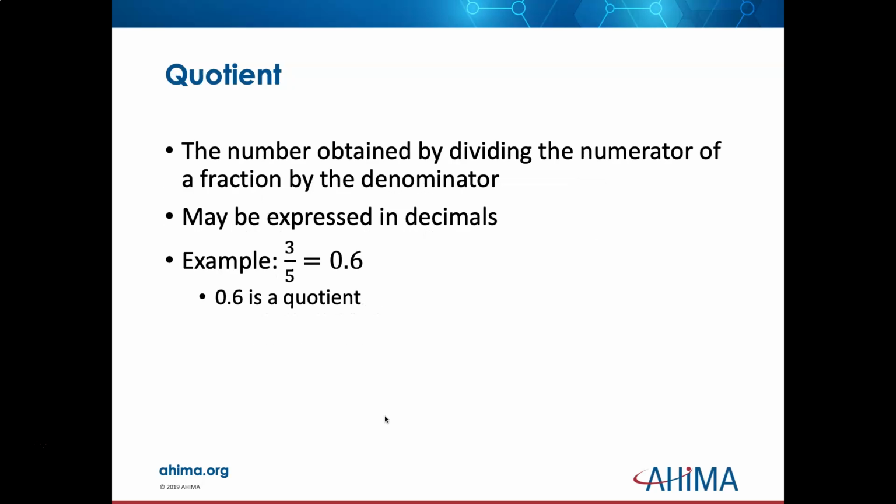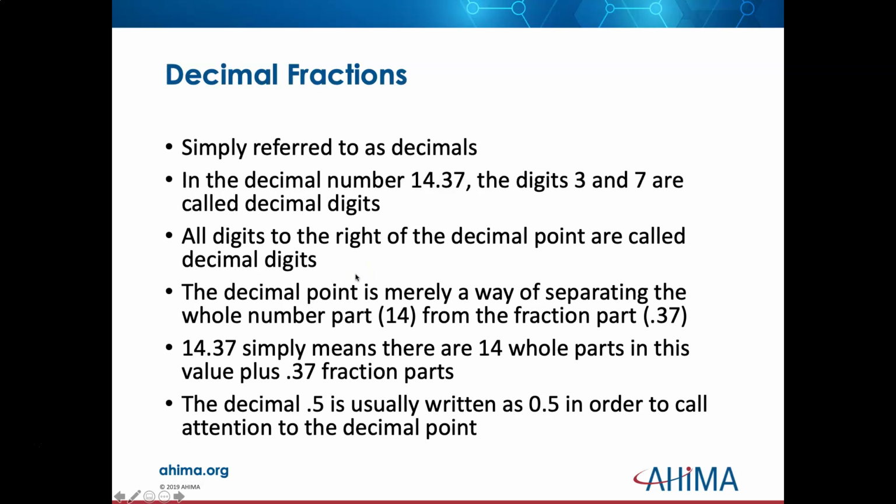Quotient: the number obtained by dividing the numerator of a fraction by the denominator is a quotient, and it can be expressed in decimals. If you take your handy dandy calculator and you do 3 divided by 5, it gives you 0.6. 0.6 is the quotient. If we are converting this into percentages, just so you know, it would be 60% because it's 6/10. That's the tenth spot.